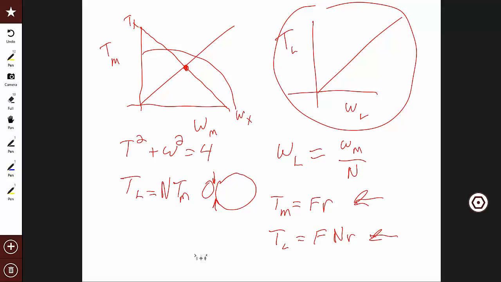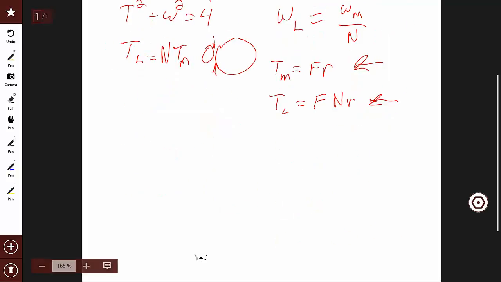You need it scrolled up? How's that? Good?